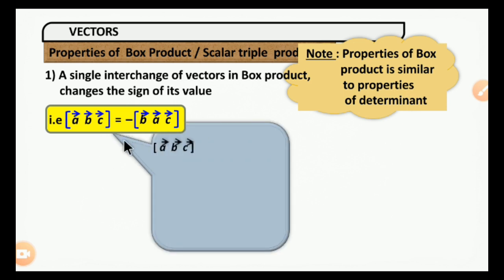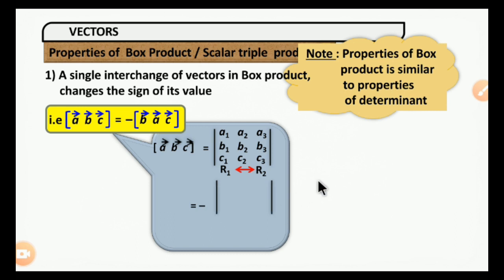So now we can take one proof here. The box product on the LHS is the box product of ABC. So this will be equal to the determinant A1, A2, A3, B1, B2, B3, C1, C2, C3. Now I am going to interchange R1 and R2. Then that determinant will be multiplied by a minus sign, because there is only one interchange of rows here, so we have to multiply only by a single minus sign.